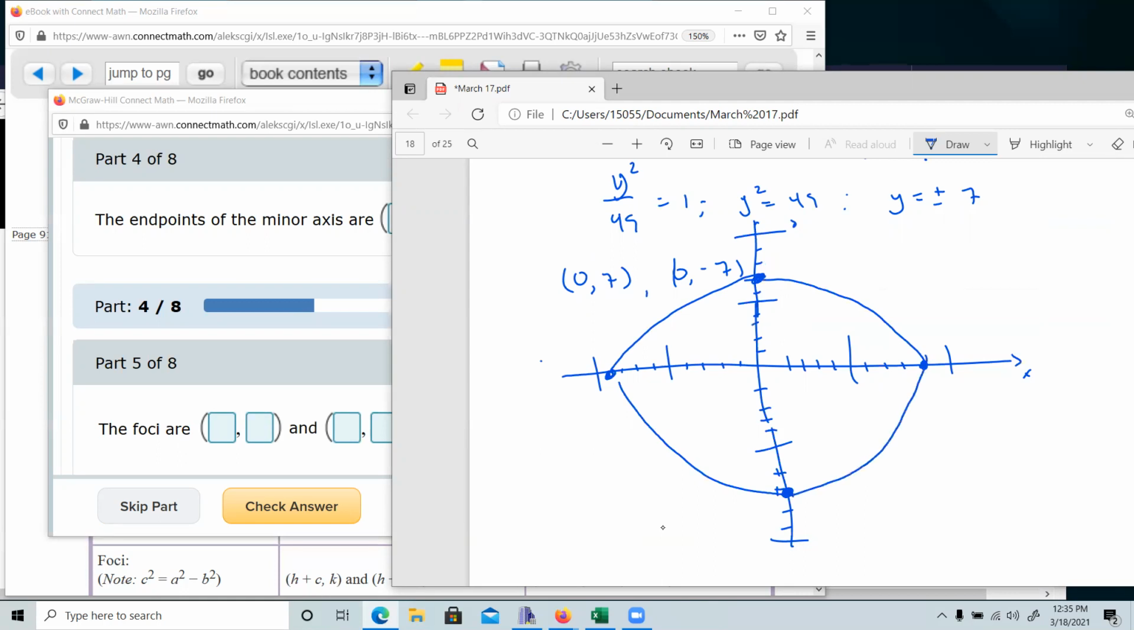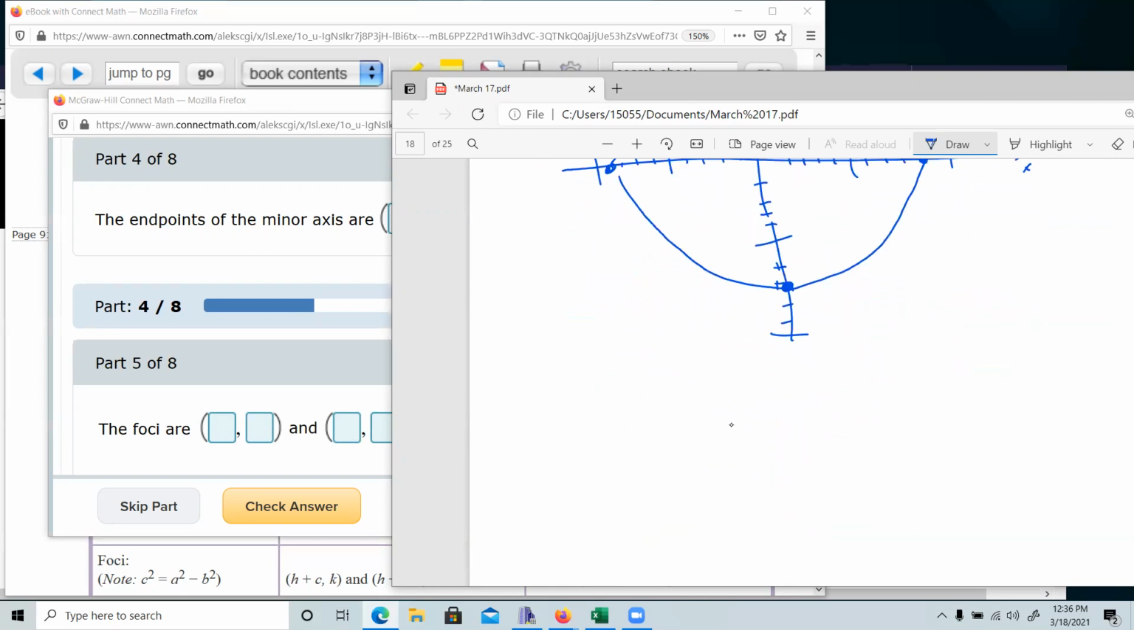All right, that's terrible, but that's okay. You don't have to be perfect with this. All right, but that's my ellipse. That's the ellipse. We have everything, that's pretty much the end of the problem as far as that goes. All right, where are the foci?